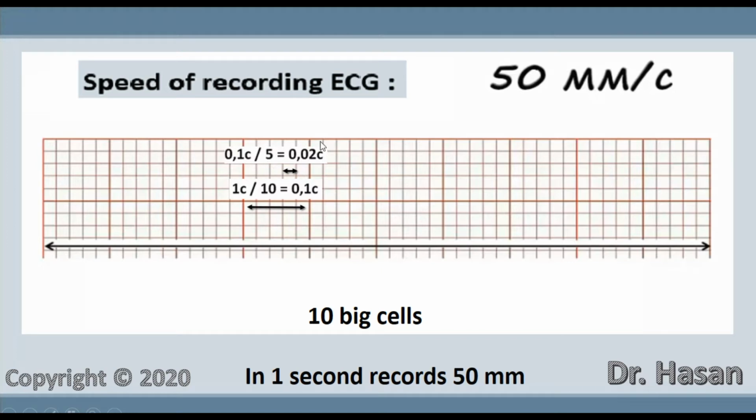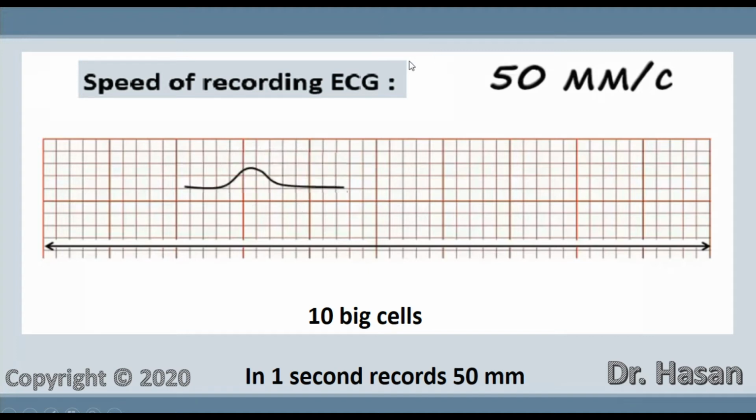This means 5 pieces. Accordingly, 0.1 second is divided by 5. It is equal to 0.02 seconds. This means that at an ECG recording speed of 50 millimeters per second, the duration of one small cell is equal to 0.02 seconds, and the duration of one large cell is equal to 0.1 seconds.